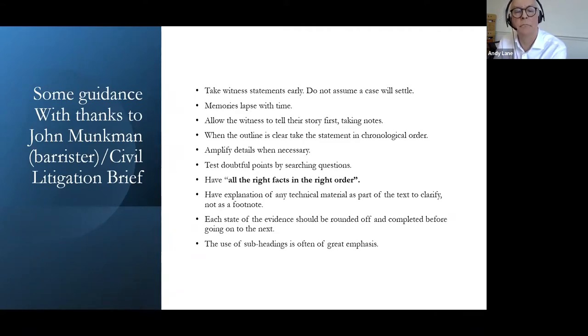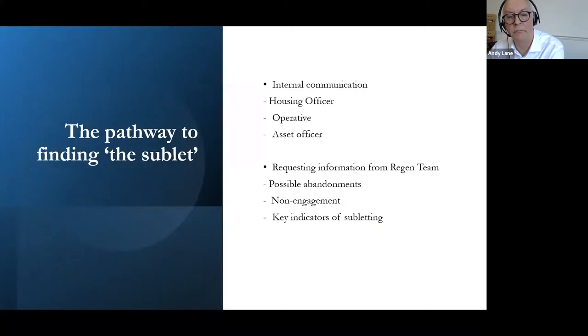Technical information should be part of the text to clarify, and not a footnote. And each stage of evidence should be rounded off and completed before going on to the next. Using subheadings is often great as well. So a massive thank you to John on these points. It gives a great explanation on developing a case and putting everything together for the housing association or local authority that are taking a case to court.